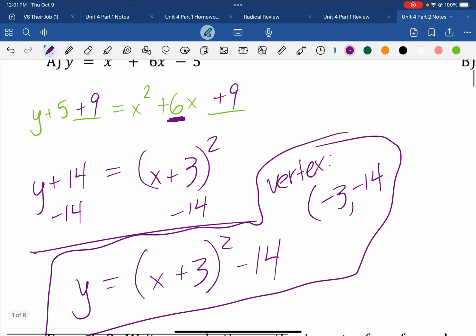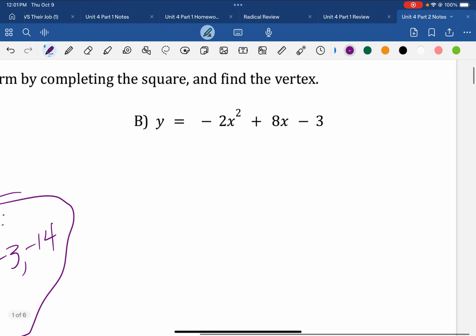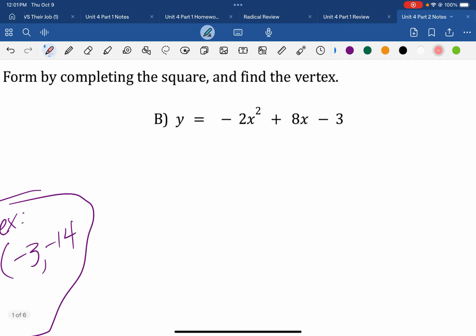Completing the square. All right, so let's do this one. Same thing, except now we've got a little bit of an issue, and that issue is this guy right here. This is a not being equal to 1, which I told you back in 4.4 that you don't want to complete the square without that being 1, and here's the reason why. It gets a little messy.